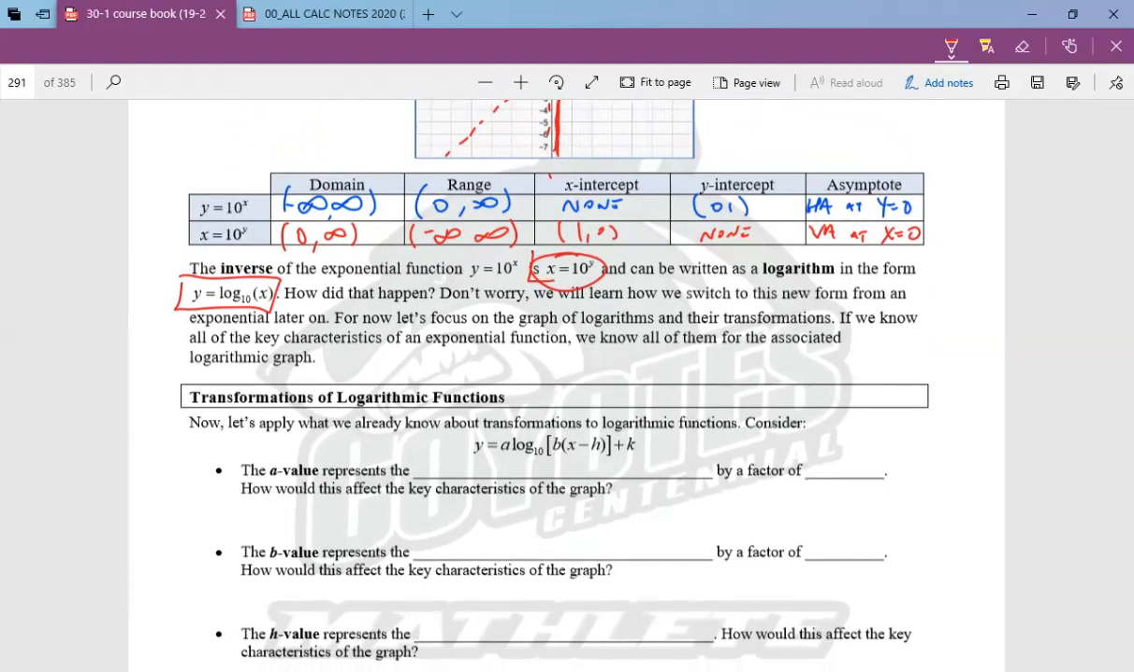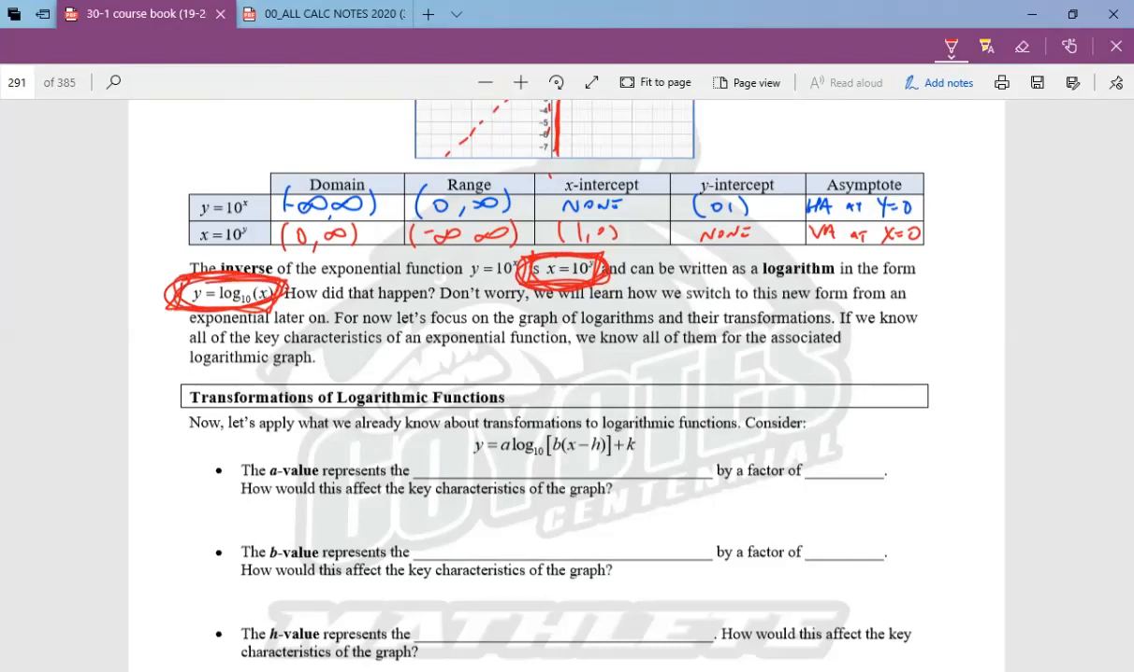So this equation here, x equals 10 to the y, means the exact same thing as y is equal to logarithm of x base 10. So we are going to use this as a tool to swap back and forth between this exponential form of this equation, which means the same thing as this logarithm form of the same equation.